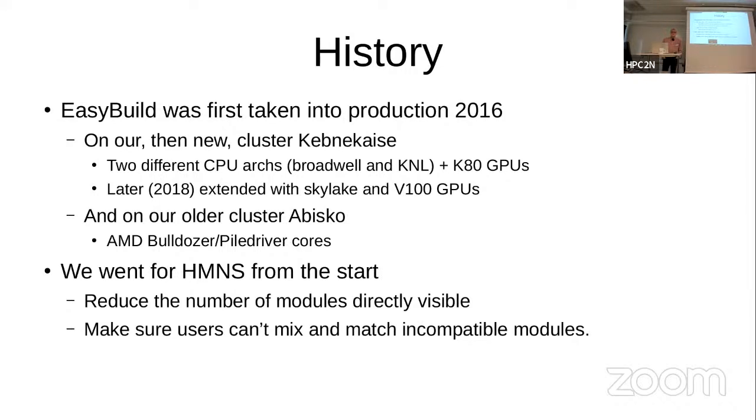We started using EasyBuild back in 2016, just when we got our new cluster. We had then 2 architectures plus GPUs on that cluster. We got another architecture and more GPUs later on, and we also had the old bulldozer cluster, which also got piledriver cores later on. We started with HMNS as a module layout because we wanted to hide modules as much as possible from the users and make sure they can't load the wrong ones.